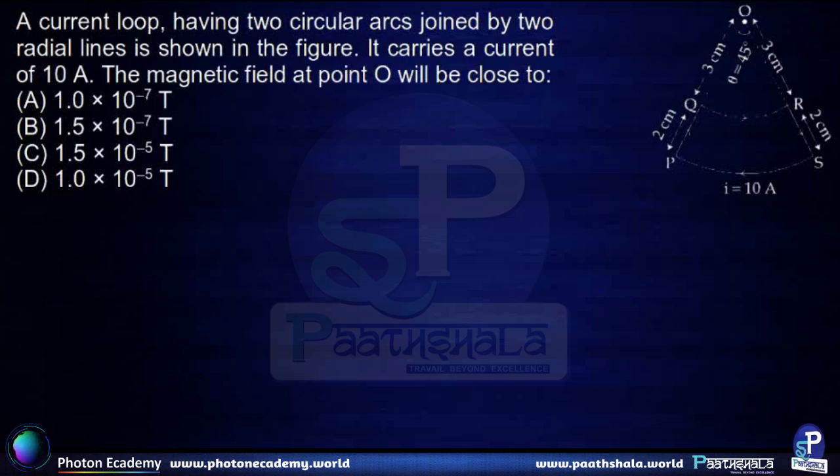A current loop having two circular arcs joined by two radial lines is shown in the figure. It carries a current of 10 amperes. The magnetic field at point O will be close to.